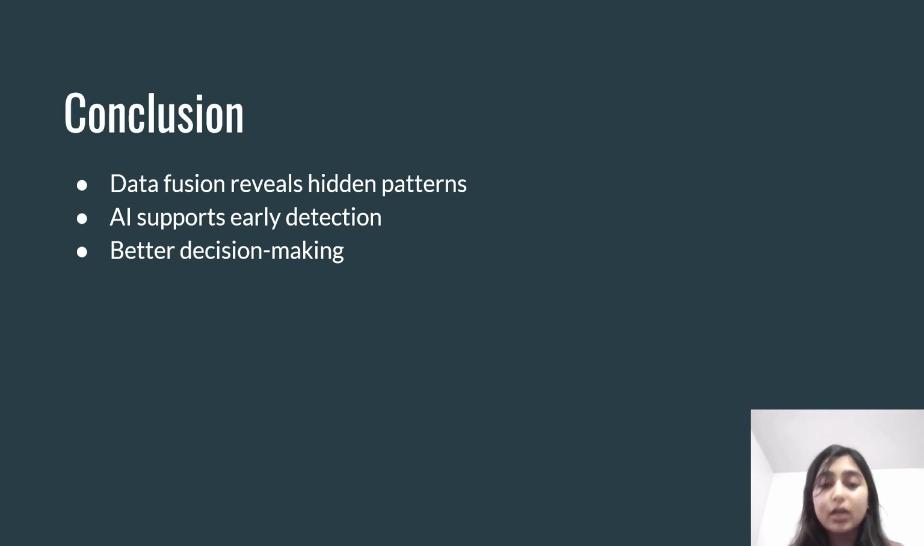So, in conclusion, combining multiple datasets allows us to uncover patterns that would otherwise be missed. When combined with AI, this approach can help identify these risks earlier and support better decisions in education.